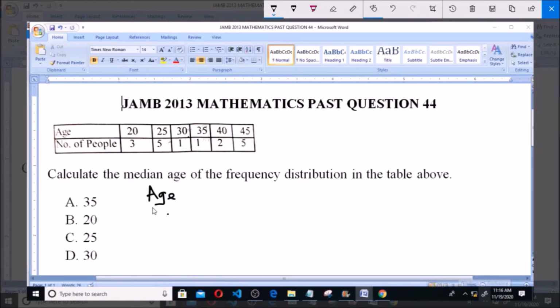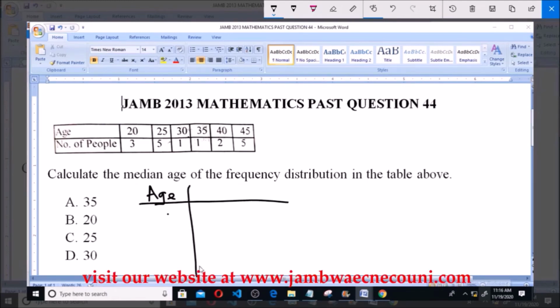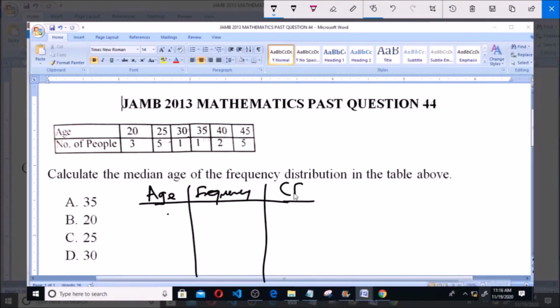Now let's arrange this properly in a frequency distribution table. Let's have the x, the age, which is the class mark. Then we'll have the frequency, which is f, and then we'll have the cumulative frequency, cf. Now the age is 20, 25, 30, 35, 40, 45. Now let's look at the frequency.